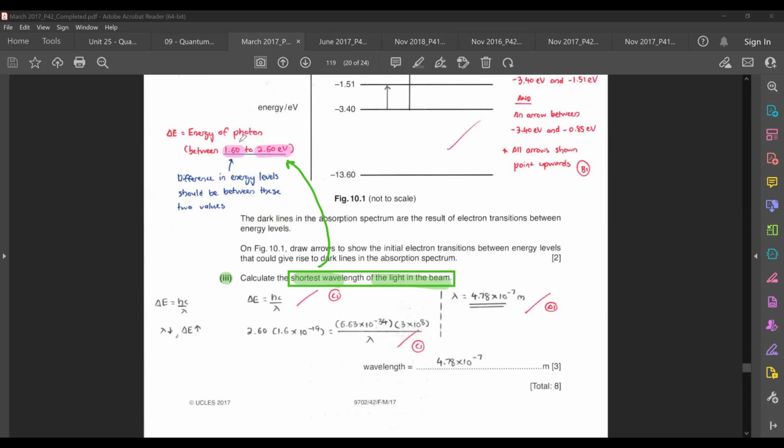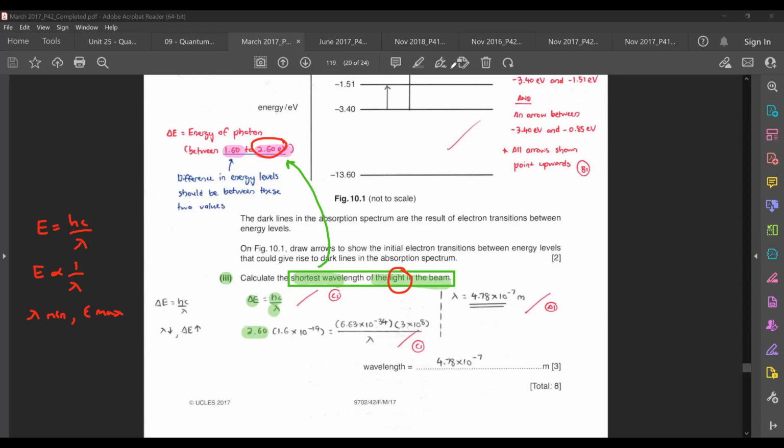The one that will give you the shortest wavelength is the one with the largest energy, right? Because what you remember is that E equals hc over lambda. E is inversely proportional to wavelength. So if your lambda is minimum, your E should be max. So you want the maximum energy present inside the light, which should be 2.6 eV. You use the equation E equals hc over lambda. The energy you use is 2.6 eV.